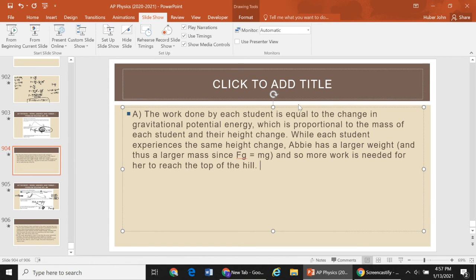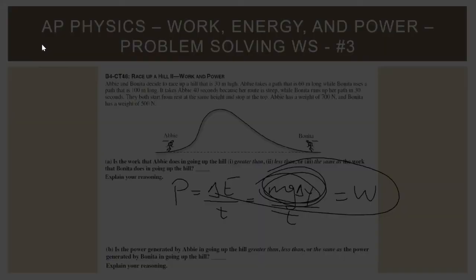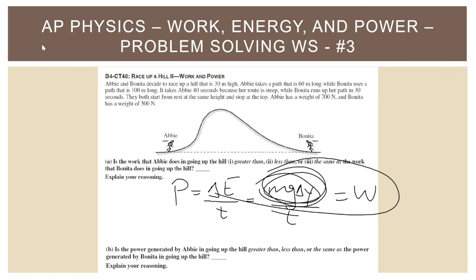Now, this is not the complicated part of this problem. The complicated part of this problem comes in part B. Because in part B, it says, is the power generated by Abby going up the hill greater than, less than, or the same as the power generated by Bonita in going up the hill? And the real way to answer this question comes from thinking about the equation and comparing the values of their weight and the values of their time.